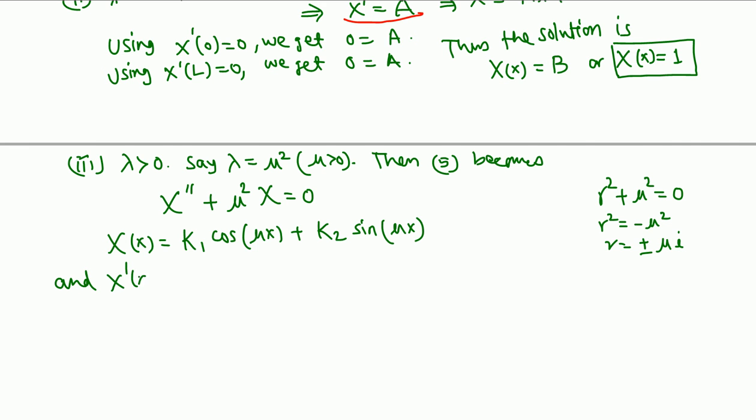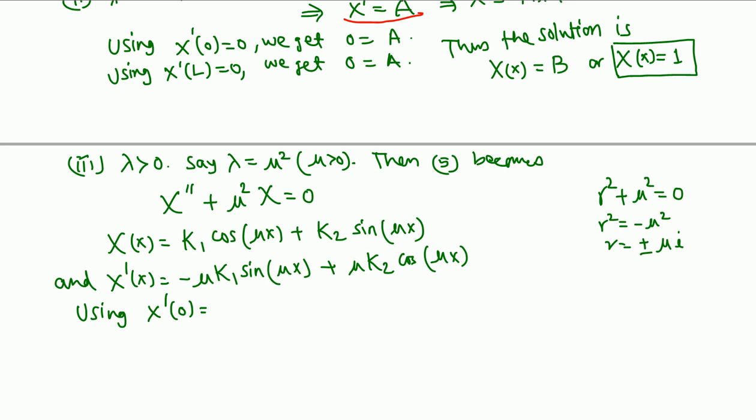x prime of x equals, the derivative of cosine is negative sine, so negative mu k1 sine mu x plus mu k2 cosine mu x. Using 7, that means x prime at 0 equals 0, we get 0 equals, now x prime is 0, so we are replacing x by 0. Sine 0 is 0, so this is just 0, plus mu k2 cosine 0, which is 1.